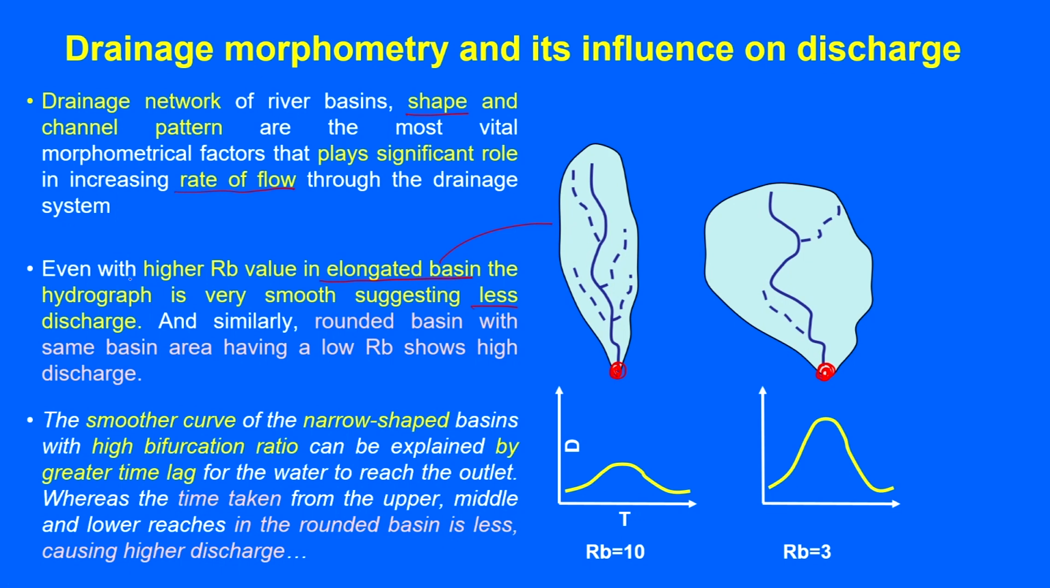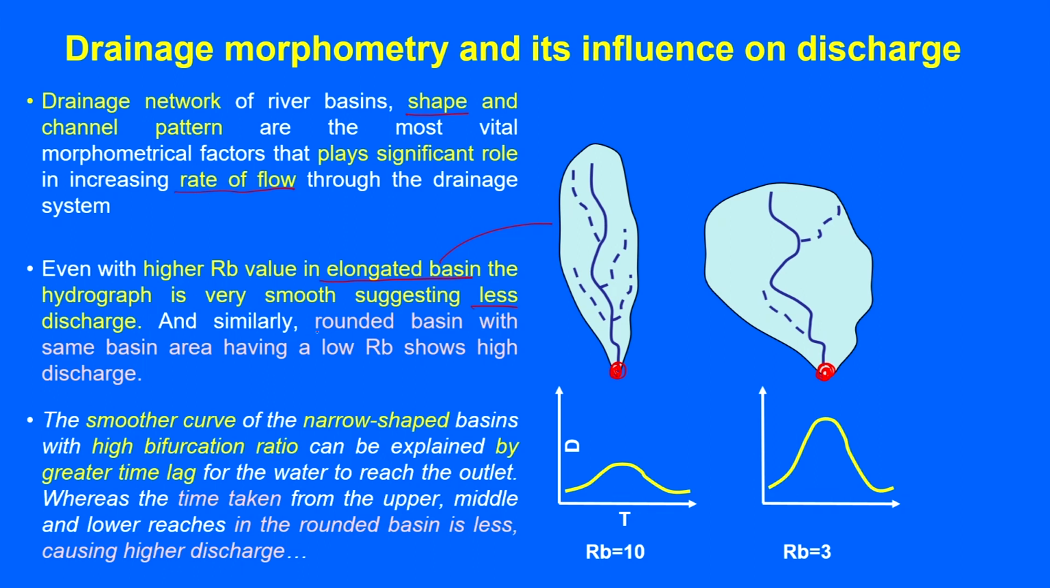So higher RB values in an elongated basin, the hydrograph is very smooth, suggesting less discharge. So this is less discharge. A rounded basin with the same basin area. So the area is same, the basin area is same. Usually if you just look at the basin area, you can judge what the discharge will be, but you need to look at the shape also.